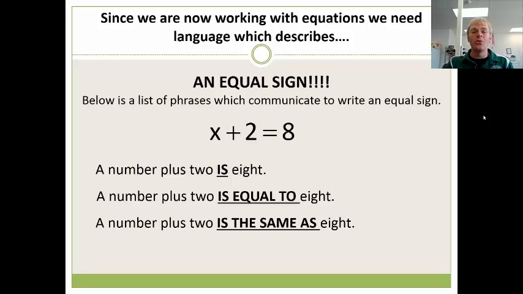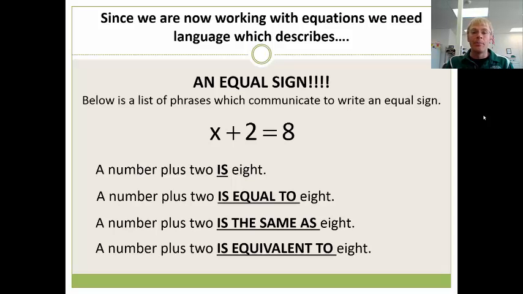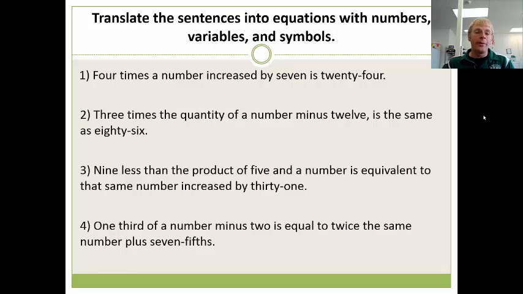A number plus 2 is the same as 8. And a number plus 2 is equivalent to 8. All of these capital lettered, bolded, underlined phrases all mean the exact same thing. They all mean equal. Write an equal sign. Take what's on the left, put an equal sign, then go on to what's on the right. Well, now that we've got that out of the way, we pretty much have everything we need to start translating.